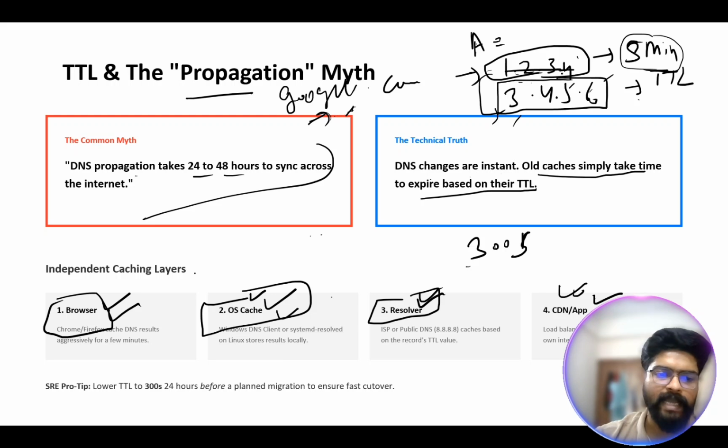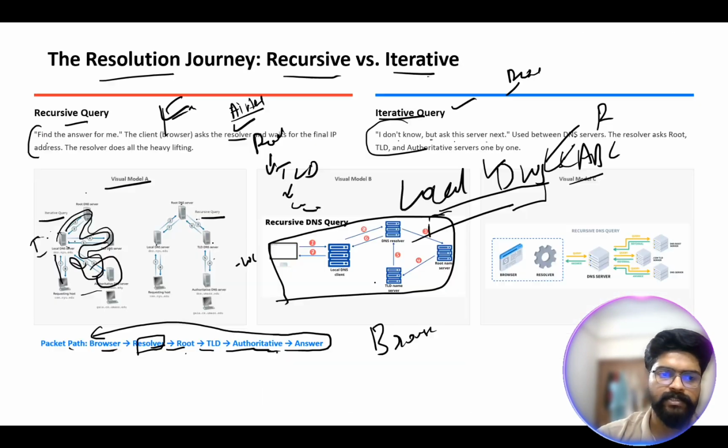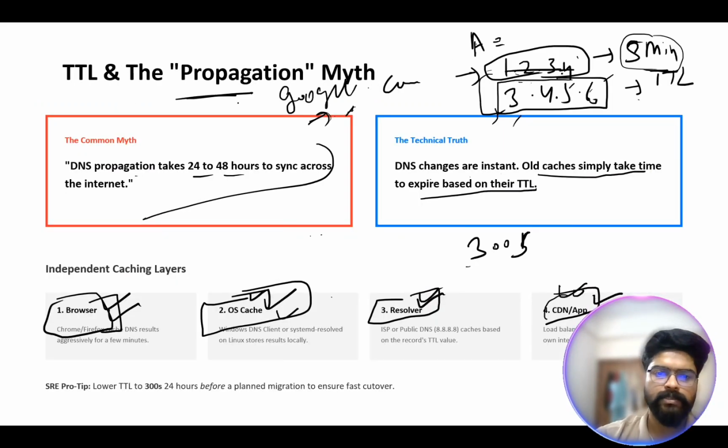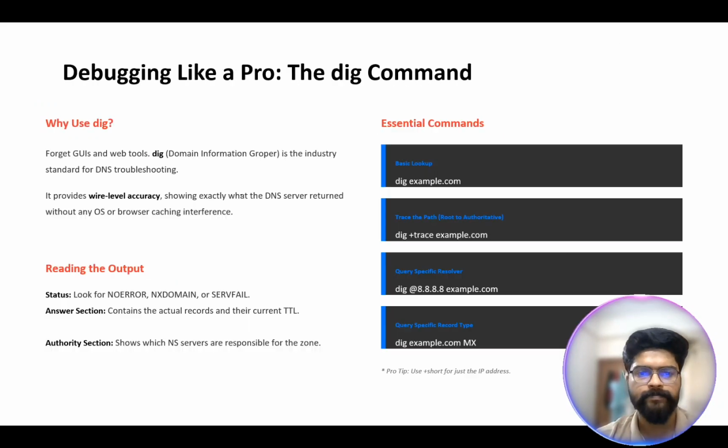So for that time, this level of browser and OS will use the same value, and after that time has passed, they will again send a fresh request, find the updated IP, get it back and save it here, and then send it to you. So this is how propagation works. This is called the propagation myth that you have to understand, right?